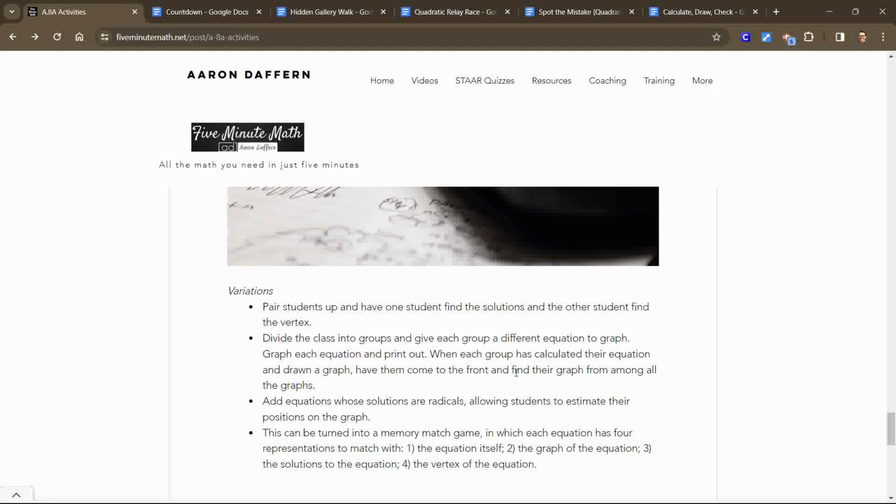And you could turn this easily into a memory match game if you wanted to have this as kind of a self-check. They can have the equation itself, the graph of the equation, the solutions, and the vertex. Those could be the 4 different components, and they can match pairs, or they can try to get all 4 as a book.